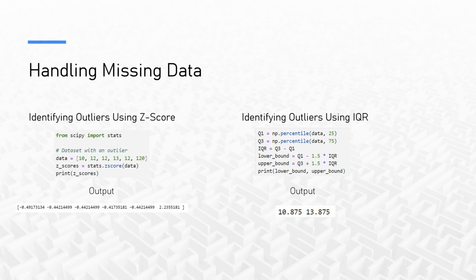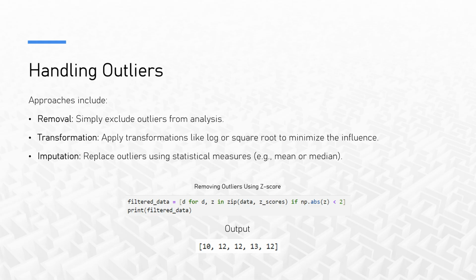Both methods give us a systematic way to identify unusual values in a dataset. When handling outliers, we generally have three approaches. The first is removal, where we completely exclude the outliers from our dataset. The second is transformation, where we apply mathematical functions like logarithms or square roots to reduce the influence of extreme values. And the third is imputation, where we replace the outliers with something more reasonable, like the mean or the median. In this example, we're showing removal using the Z-score.